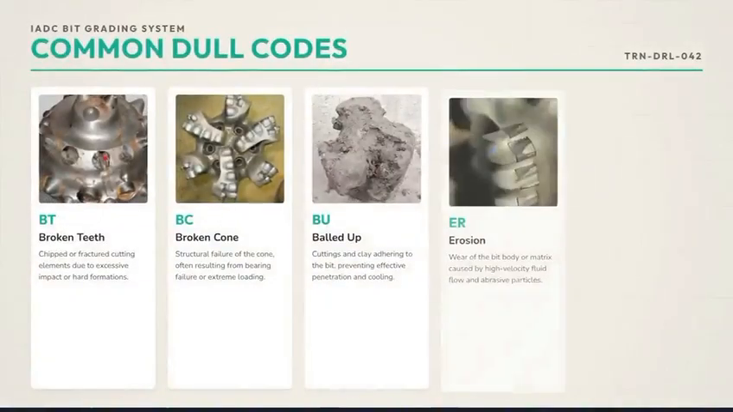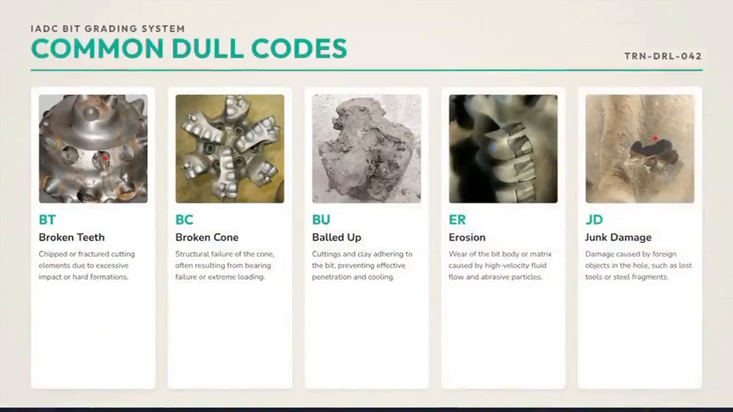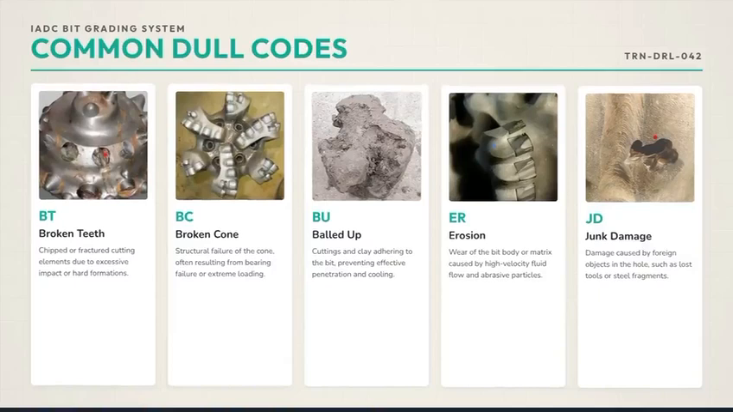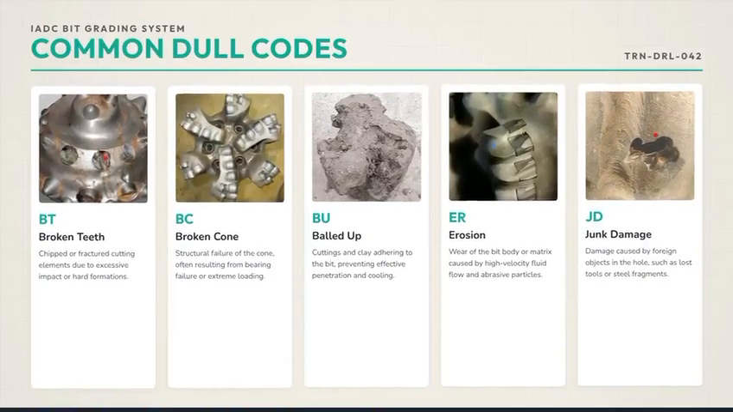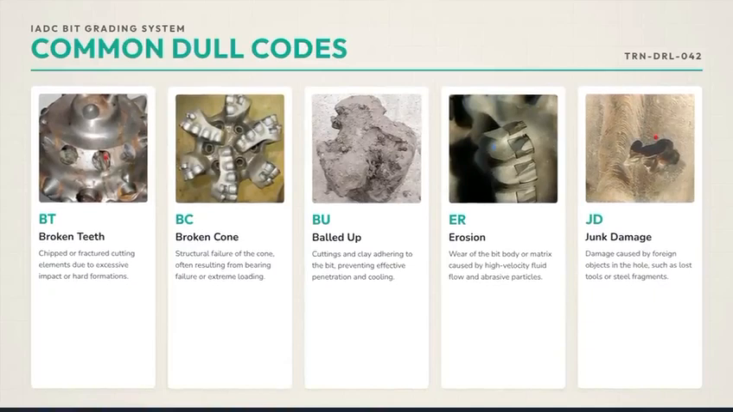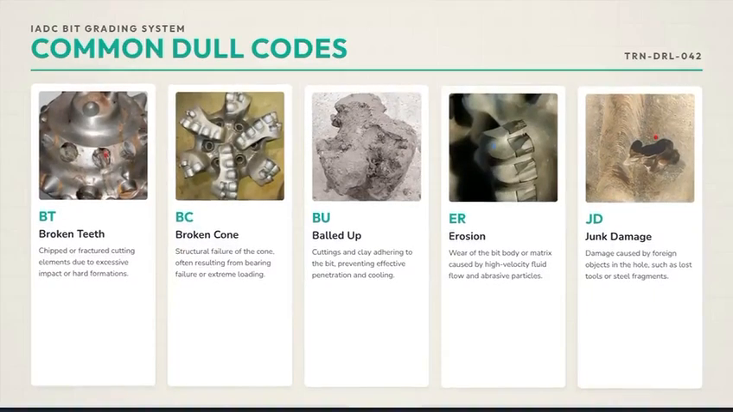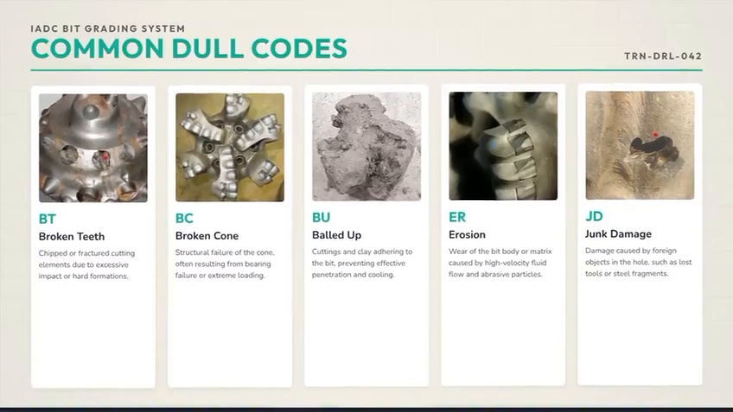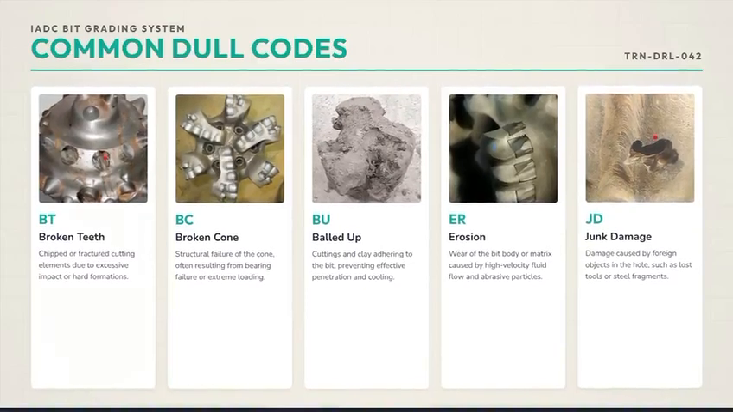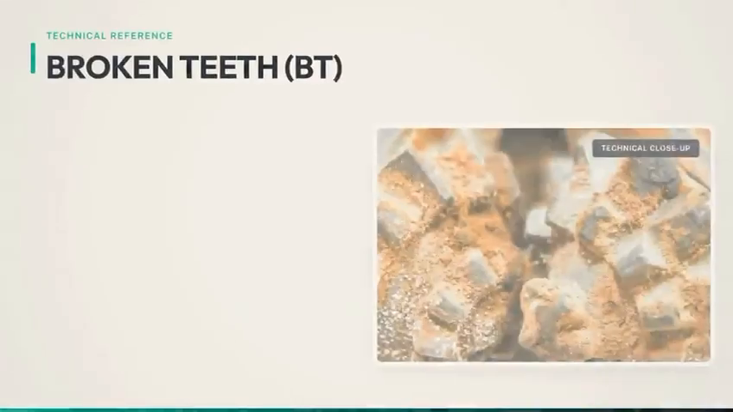BT stands for broken teeth, which can be caused by improper bit selection or junk in the hole. ER indicates erosion, often due to excessive hydraulics or abrasive formations. When performing test 3, you must choose only one 2-letter code that represents the most significant dull characteristic of the bit. Look at this example of broken teeth.